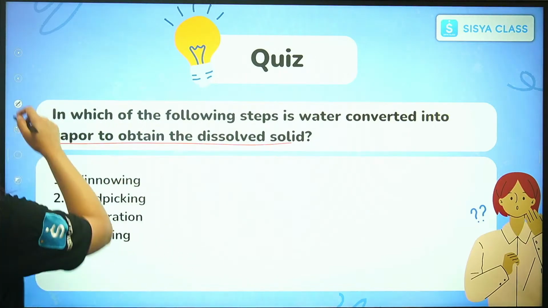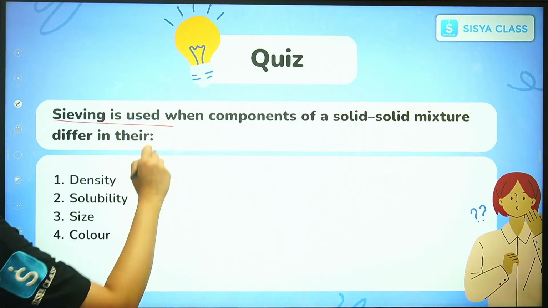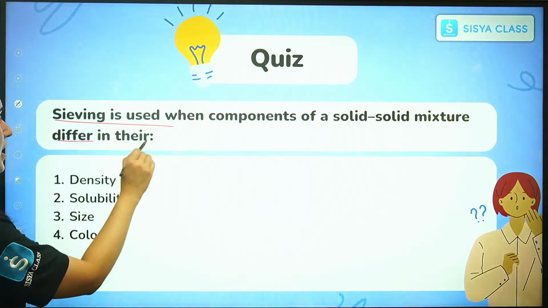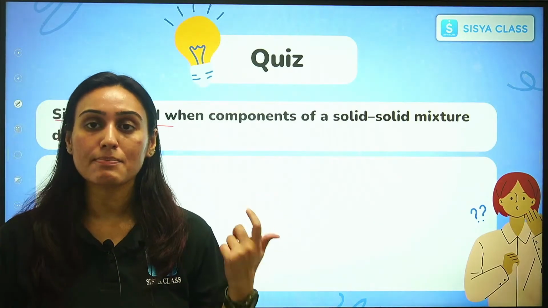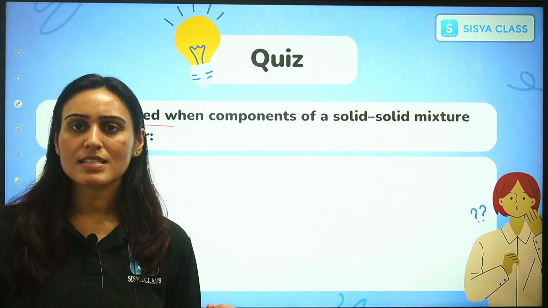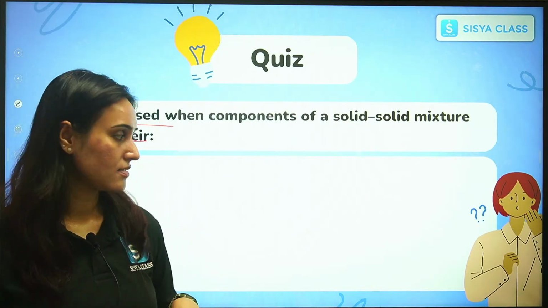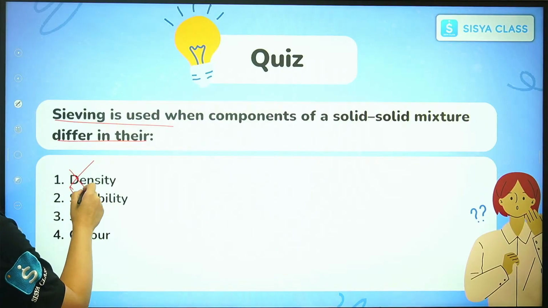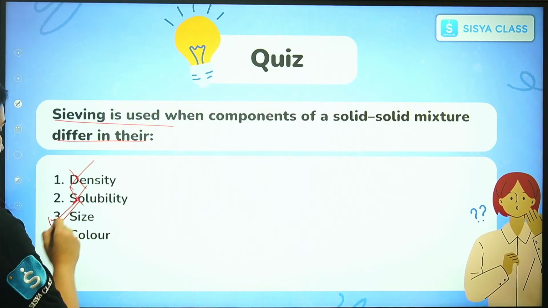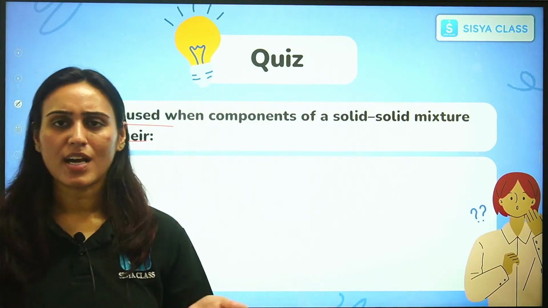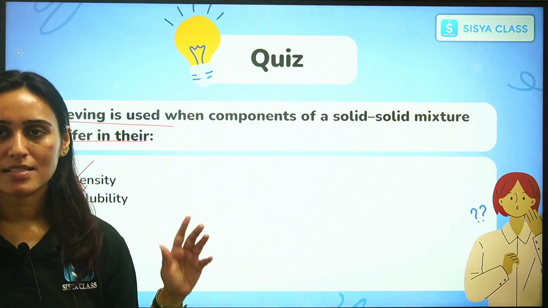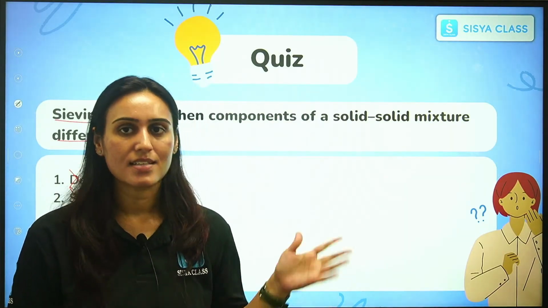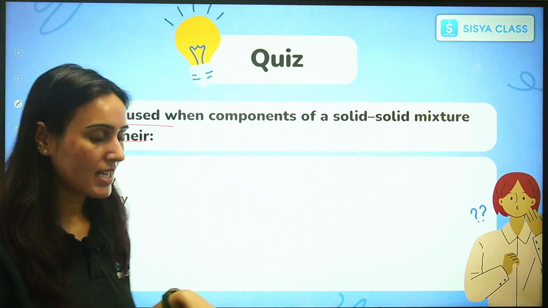Okay, what else? Sieving is used when components of a solid mixture differ in what? What was the principle behind sieving, everyone? Difference in size, right? You have learned that today. Not density, that was winnowing, not solubility, difference in size. Not color also. Color is not going to help us in sieving. We are just talking about the difference in size of the particles. That was sieving. Okay, nice.